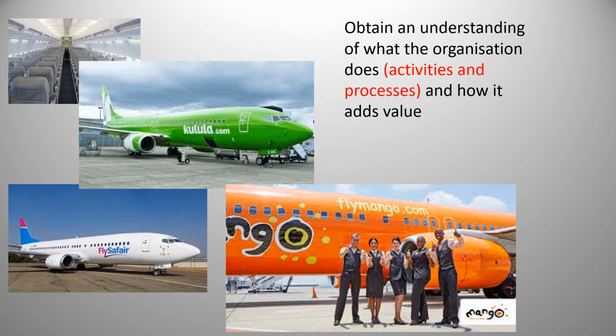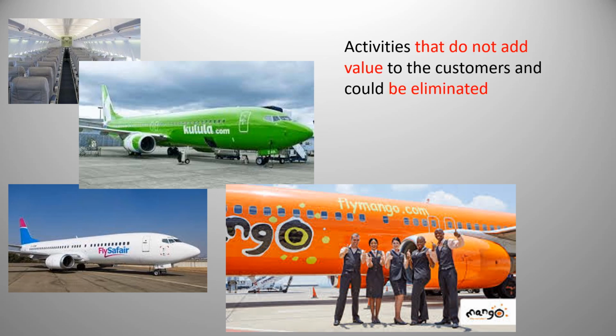The company would then, from this analysis, identify all non-value adding activities and try and eliminate them from their activity base, such as serving food on flights. Airlines such as Kulula or Mango do not offer meals included in their plane tickets anymore. Passengers can now buy snacks should they wish to do so. Selling food has now become an extra source of income, and it is no longer a cost.